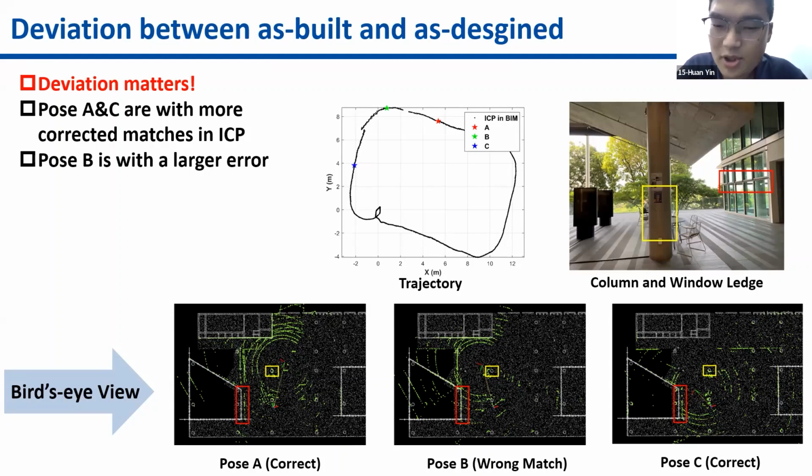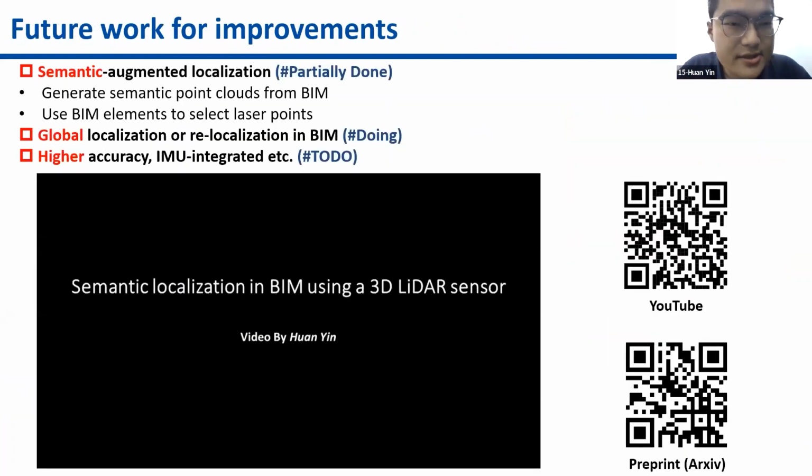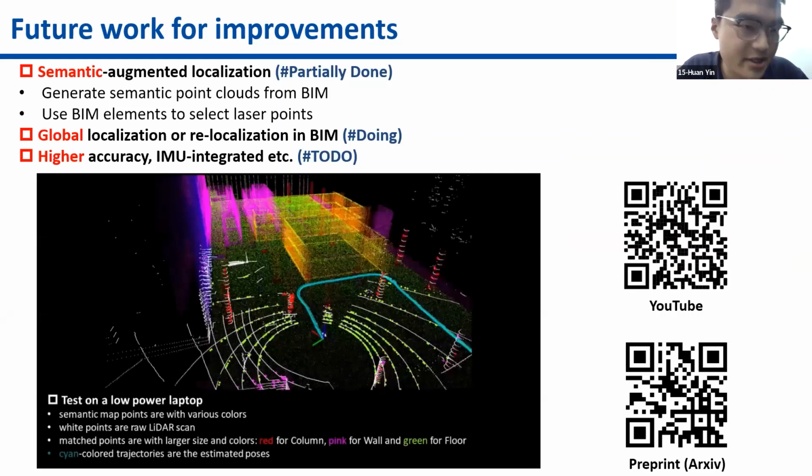So most of the points are aligned to the wrong window latch. Fewer points are aligned to the columns. So in this case, pose B has a large error. So the deviation really brings errors to the robot localization in BIM maps. So how can we reduce these errors in our future studies? We consider there are several promising directions.